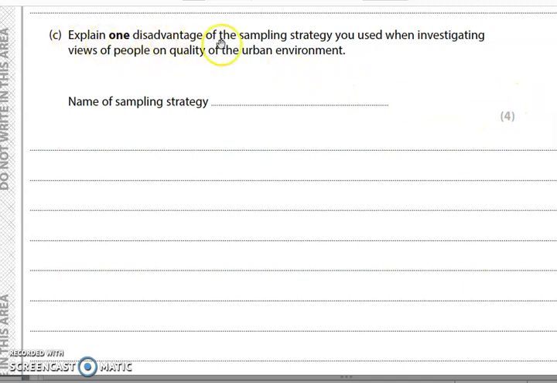Explain one problem of the different sampling strategy. What sampling strategy did you use? Random, systematic, or stratified? And what technique did you use? So were these interviews? Were these questionnaires? Were these just getting people to comment on a tick sheet? That kind of thing. So have a go at that now.